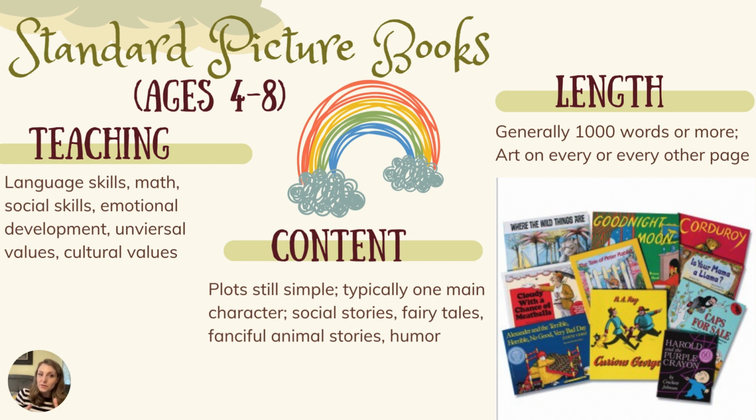Plots are still simple. Typically, there's one main character that they're meant to identify with. It could be a social story, a fairy tale. There could be fanciful animals. Humor is a great way, of course, and we'll talk about this with Dragons Love Tacos, of getting the child engaged. Typically around 1,000 words, and there's art either on every page or every other page.